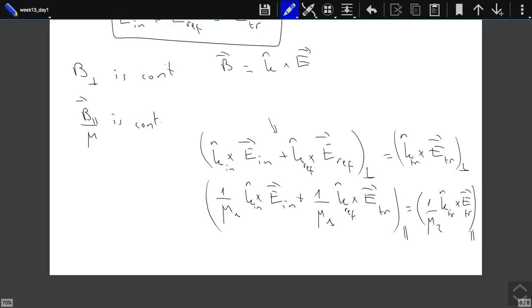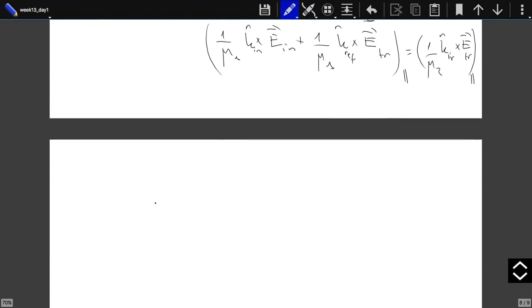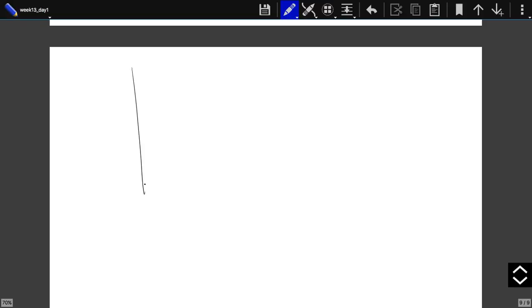Now we have to solve these equations. This is the case we are studying. This is our interface. This is K incident. This is K reflected. We already know that their angles are the same. And this is K transmitted.